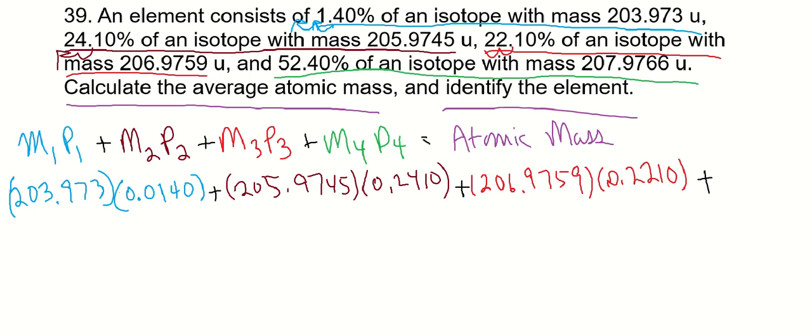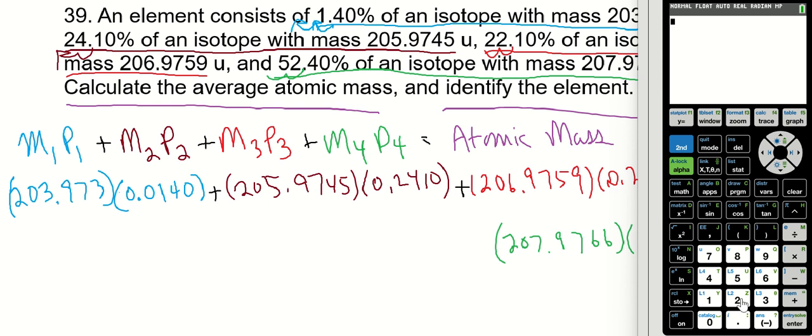The mass of the fourth one is going to be 207.9766 times its relative abundance, which is 52.40%. Oh, just change that to decimal form. Move that decimal over twice: 0.5240. And all of that's going to give us our answer. All right, let's get our calculator out.